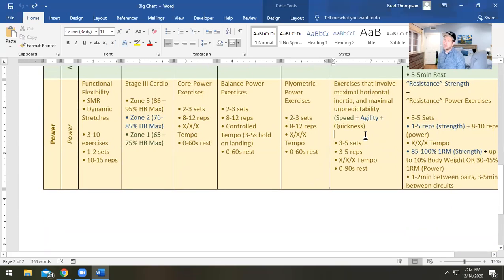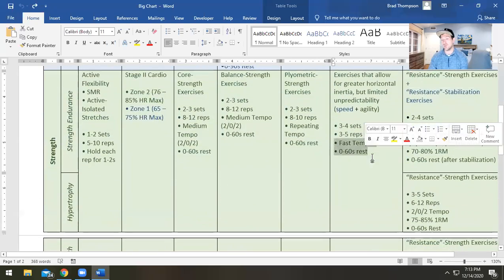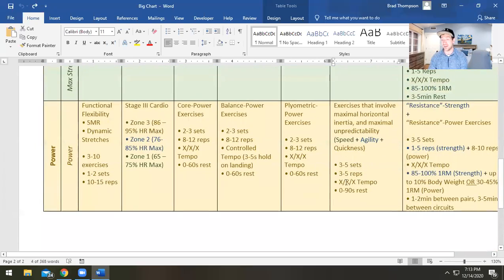And then clients in the power level, maximal horizontal inertia, maximal unpredictability, right? Lots of speed, lots of agility, lots of quickness. So now they have to respond to some type of external stimulus. We went from a moderate tempo to a fast tempo. Now we are at an explosive, as fast as you can do it tempo. This is your max. So again, you're trying to get your athlete to peak here.